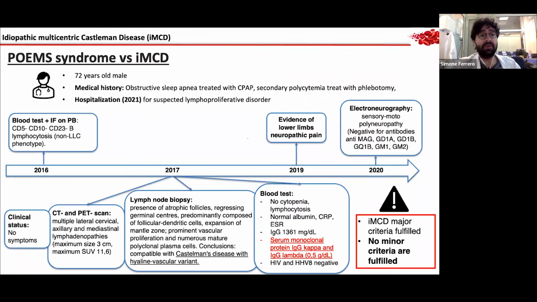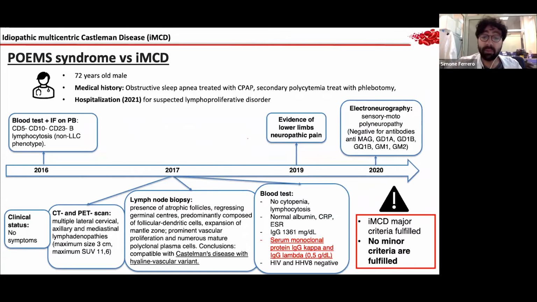This is another clinical case of mine, POEMS syndrome versus IMCD, 72 years old male. He was hospitalized for suspected lymphoproliferative disorders. PET and CT scans already 5 years ago demonstrated multiple lateral cervical, axillary, and mediastinal lymphadenopathies, maximum size 3 centimeters. They were PET positive with a SUVmax of 11.6. And lymph node biopsy performed in 2017, demonstrating a Castleman disease with hyaline vascular variant. So he was incorrectly diagnosed with IMCD.